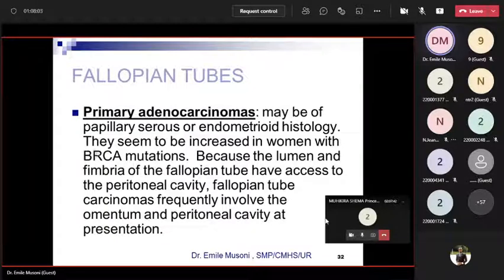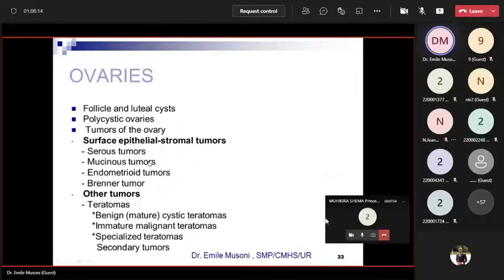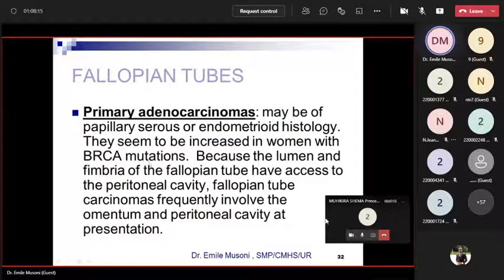As I have said, for every tumor, you have to check the mutation. It has BRCA mutation. This one is found also in the breast. But most of the time, we diagnose and then we do further research to predict the prognosis.